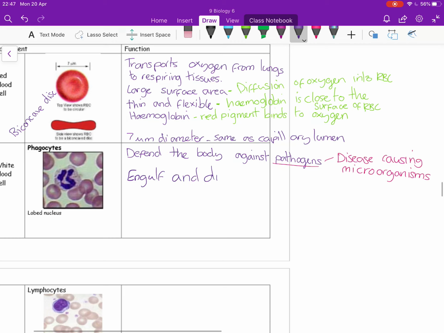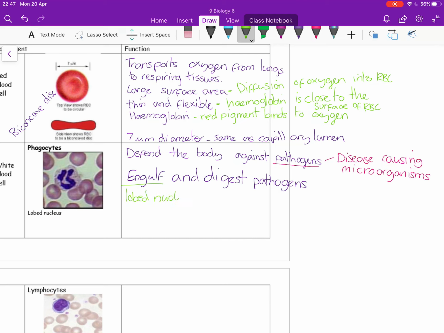So phagocytes, they defend the body against pathogens by a two-part process, by engulfing and then digesting the pathogen. Because of that unusual shaped nucleus, phagocytes are able to manipulate the shape of their cytoplasm so that they can kind of engulf and move around the pathogen.